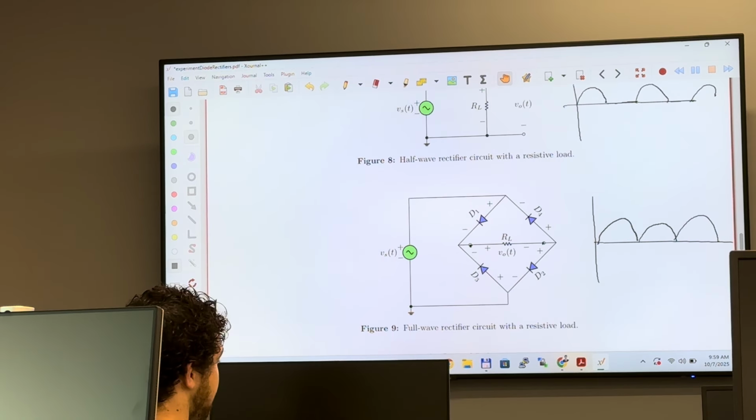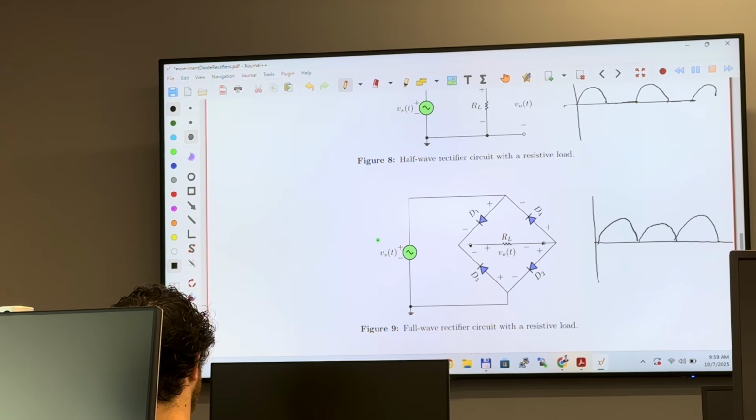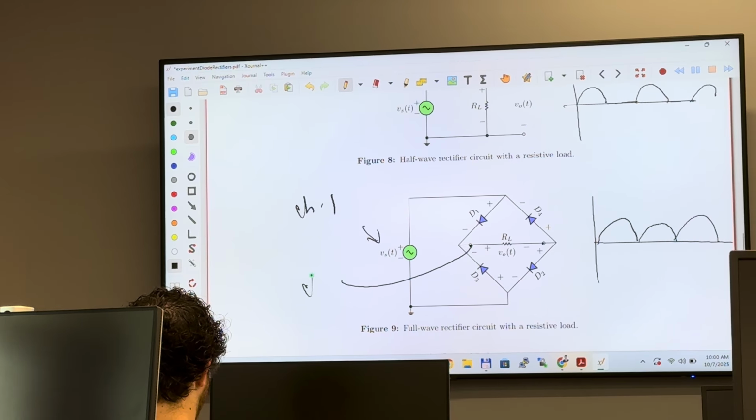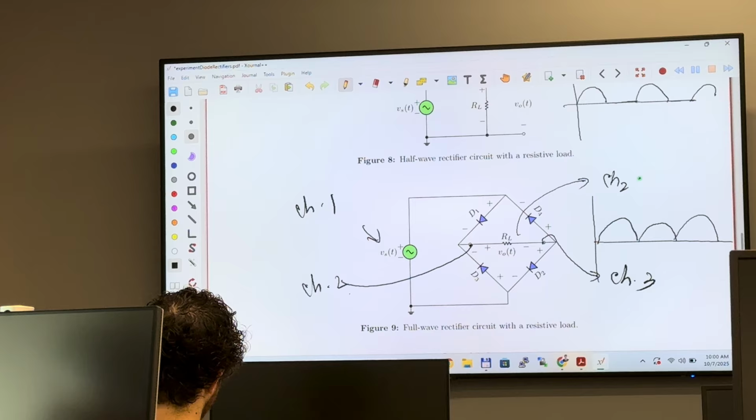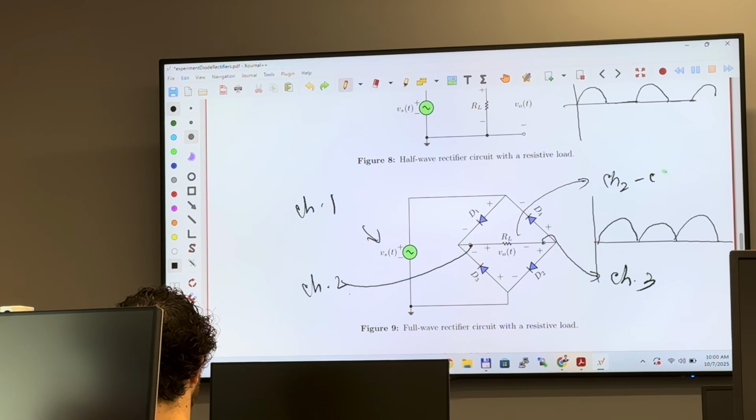So you will need to use the math channel, and I will show you how to do that, to get the voltage difference between these two terminals. Use channel 1 for this input, channel 2 for this terminal, and for this terminal you use channel 3. Using the math channel, you should be able to subtract channel 2 minus channel 3. Channel 2 minus channel 3. You use the math channel.